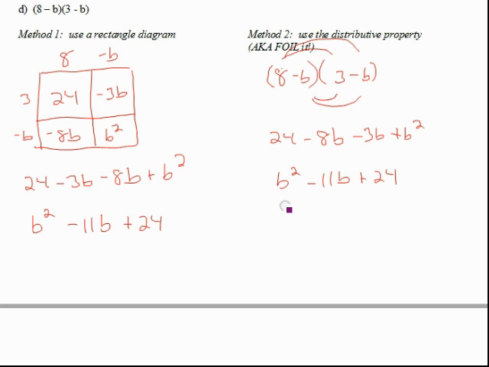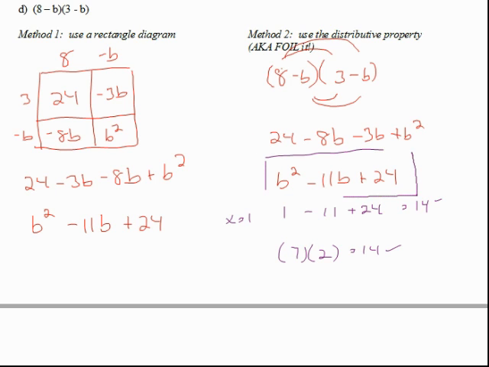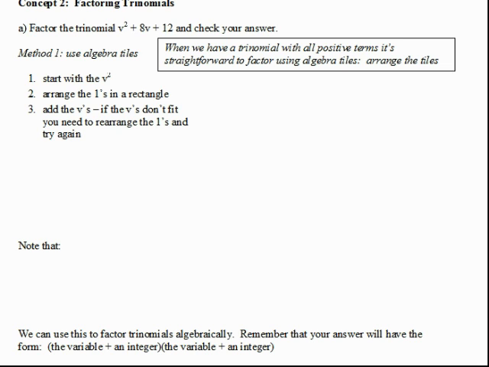And to check this, we use x equals 1. So 1 squared is 1, minus 11 times 1 is 11, plus 24, and that equals 14. And then if I'm using the ones up here, 8 minus 1 is 7, and 3 minus 1 is 2, which equals 14. So happy day, our answer is correct. And let's put a box around it. Okay. Hopefully you got that. Moving on.